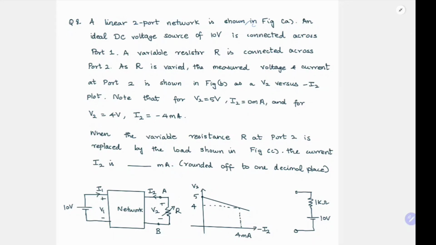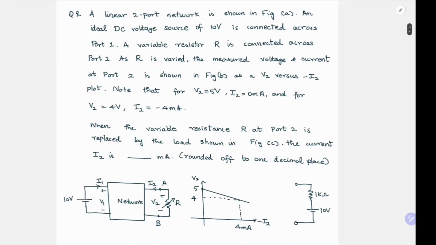A linear two-port network is shown in figure A. So I'll call this figure A, B and C. So if you see, only the question will seem bigger, but trust me, solving this question took lesser time than writing the question itself. Okay, so let us go ahead.